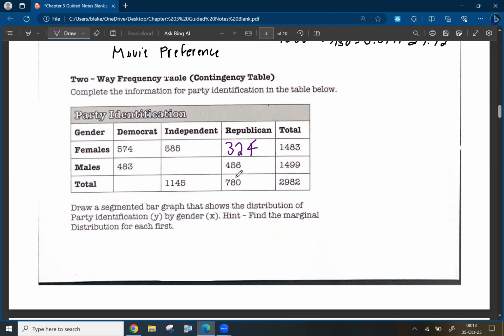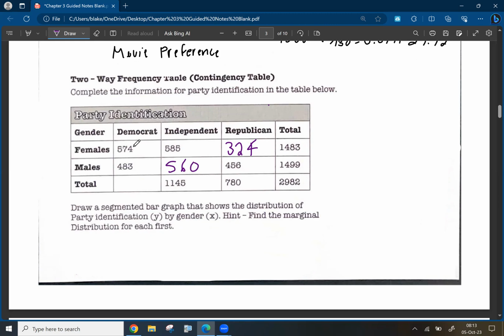And that should also add up to 780 with the Republican column total. So you take 324 and add it with the 456, that should also add up to 780. So it should add up vertically as well. Same thing for the males here. If we take the difference, the value for this gap should be 560.